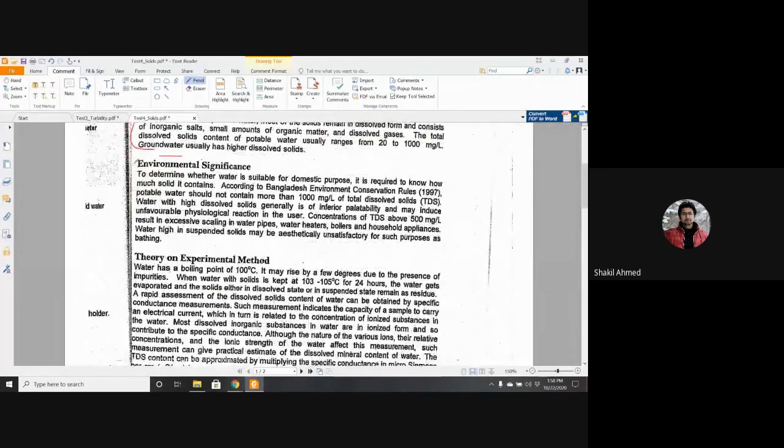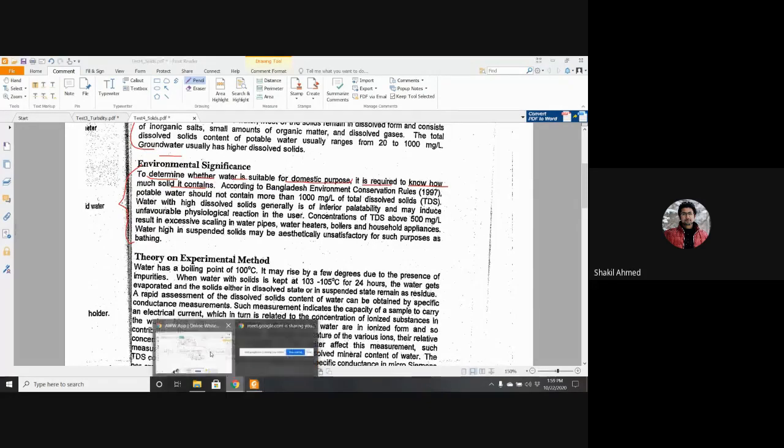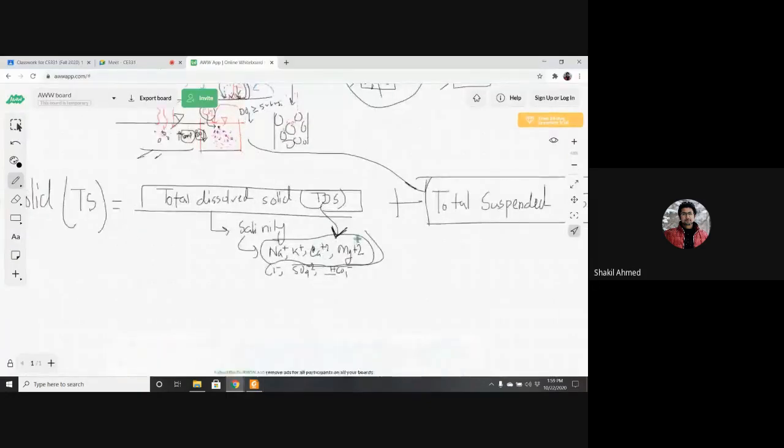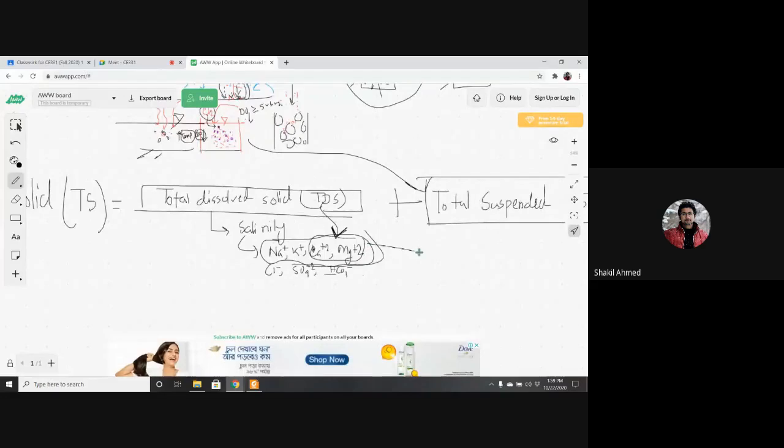Okay, now environmental significance. To determine whether the water is suitable for domestic purpose, it is required to know how much solid it contains, right? Because you see they have calcium, magnesium, and this can cause what? Hardness in water, right? We discussed it. Because they can interact or react with the soap and make them ineffective.